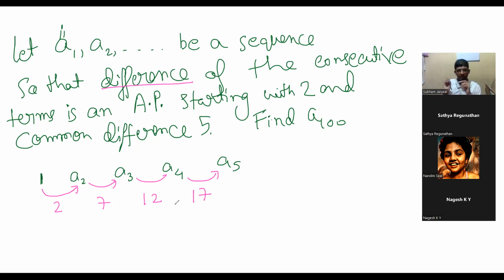Okay, the question was a little ambiguous, but you have to interpret the natural meaning of it. I'm taking the consecutive differences of the consecutive terms, and that is forming an arithmetic progression, because the differences also form a sequence.